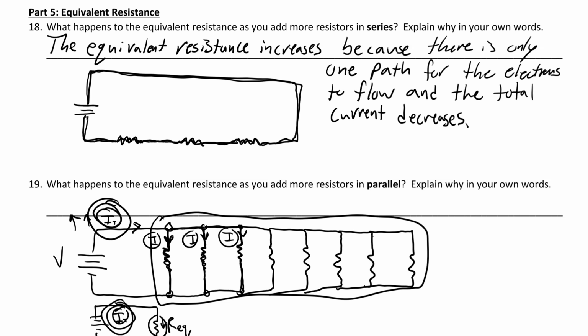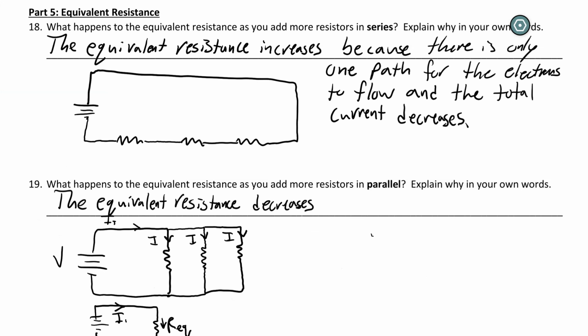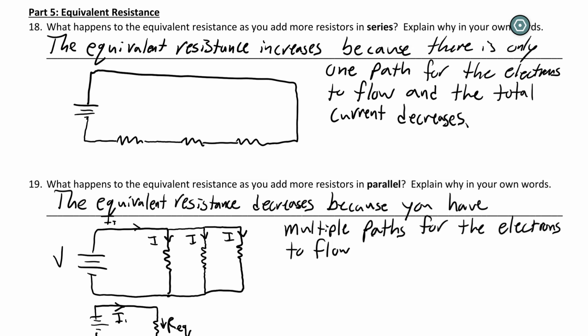So let's write that down. The equivalent resistance decreases because you have multiple paths for current to flow and the total current increases.